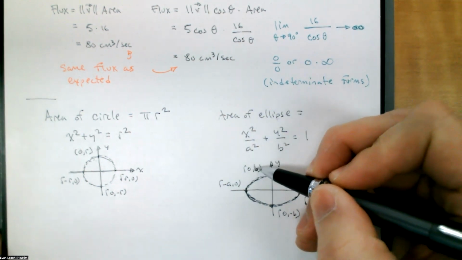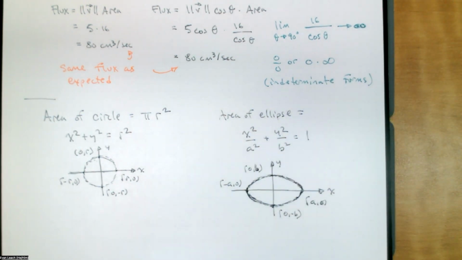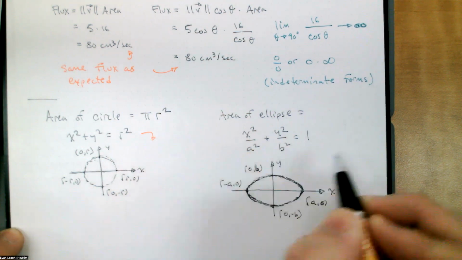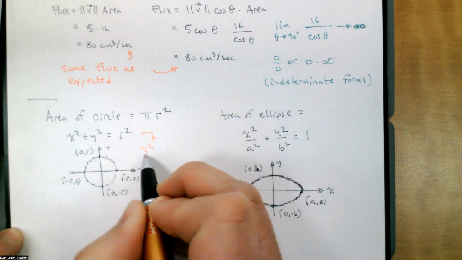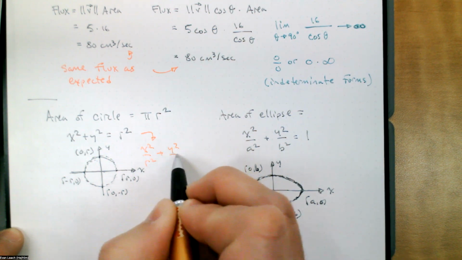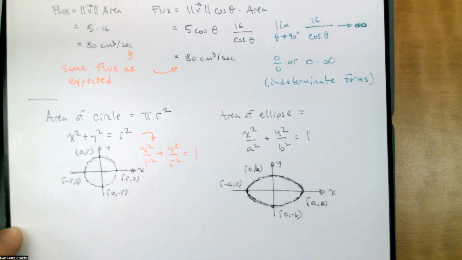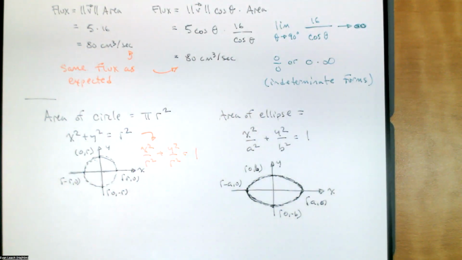So an ellipse is a circle with two different radii. But a better description might be to say that a circle is a particular case of an ellipse. A circle is just an ellipse where a and b are the same. And if we rewrite our equation of a circle to have this 1 on this side, we have x squared over r squared plus y squared over r squared is equal to 1. And so really a circle we could think of as just an ellipse where a and b are the same. The major and minor axis are the same.